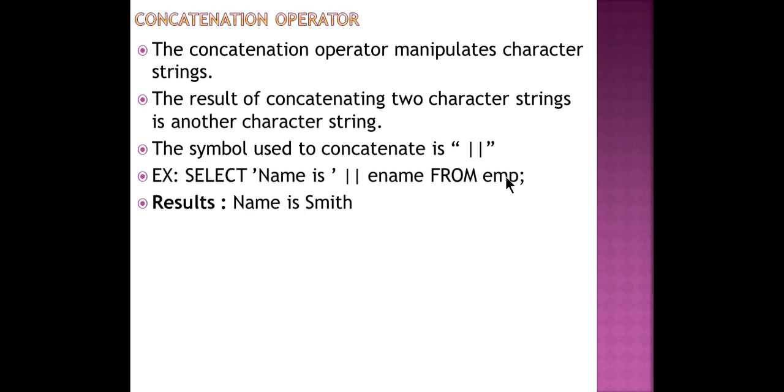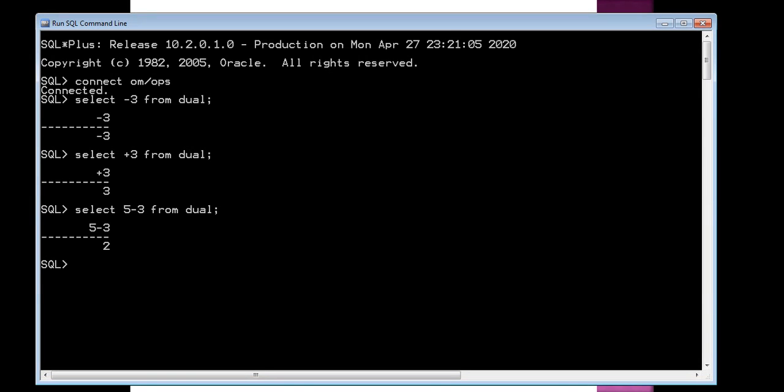So emp is the table. From that emp table, the values of the column ename are extracted and concatenated with the string 'name is'. So for all the rows, the string 'name is' will be displayed before the employee name. So name is Smith, name is Alan, name is some other employee. So for all the rows in the employee table, these kind of messages will be displayed. So you can simply execute that.